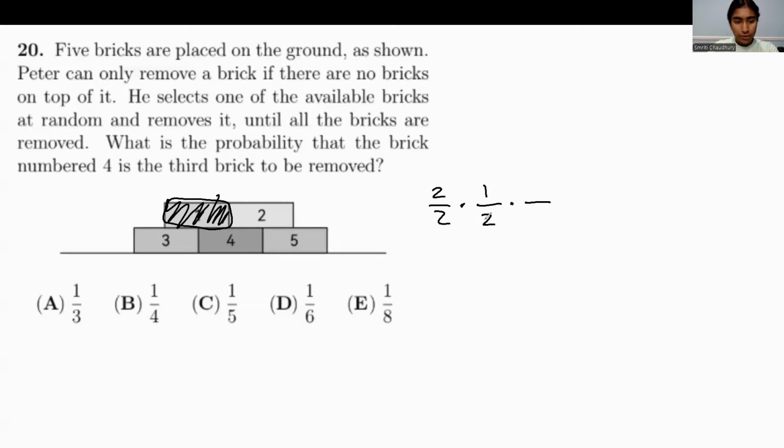Now, there are 3 bricks possible, since 2 is gone. And out of them, we would like to pick brick 4, so there is a 1 out of 3 chance. And multiplying this out, since this cancels out, because that's 1, we get 1/6. So there is a 1/6 chance that brick number 4 is the third brick, making our answer D.